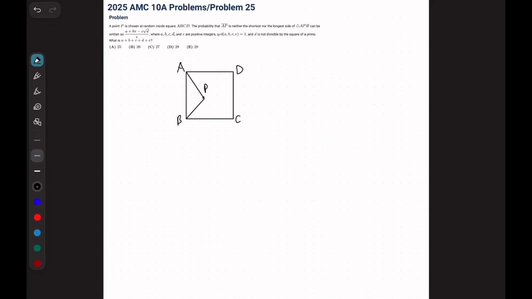Number 25 on the 2025 AMC 10A. Problem: a point P is chosen at random inside square ABCD. The probability that AP is neither the shortest nor the longest side of triangle APB can be written as (A + B*pi - C*sqrt(D))/E, where A, B, C, and D are positive integers, GCD(A, B, C, E) equals 1, and D is not divisible by the square of a prime. What is A + B + C + D + E?